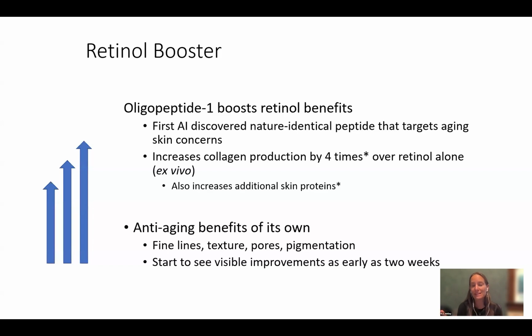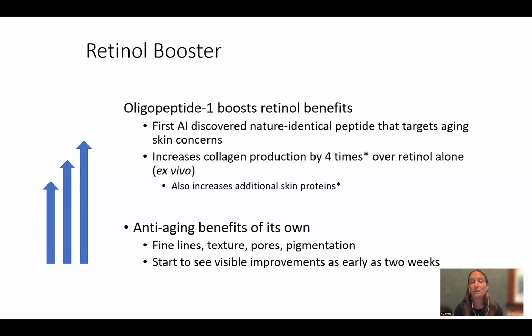So they actually took skin explants, so skin that people weren't using anymore, which sounds weird, but from plastic surgery, right? And they added retinol to the skin from this that was donated, and then they added retinol plus this oligopeptide to it, and they looked at how much collagen was then produced by the skin, and there were 4 times more collagen produced by the skin that had this booster and the retinol over the retinol by itself.